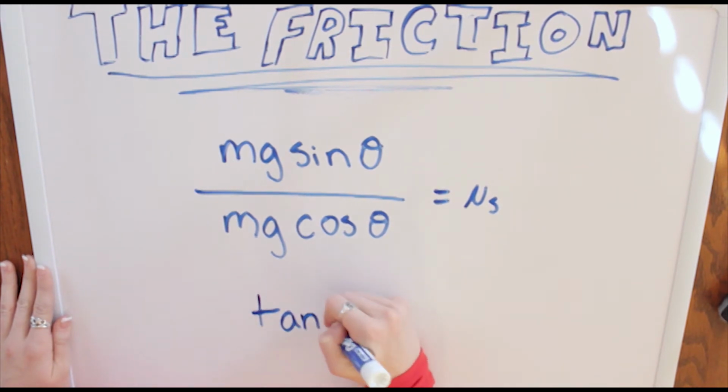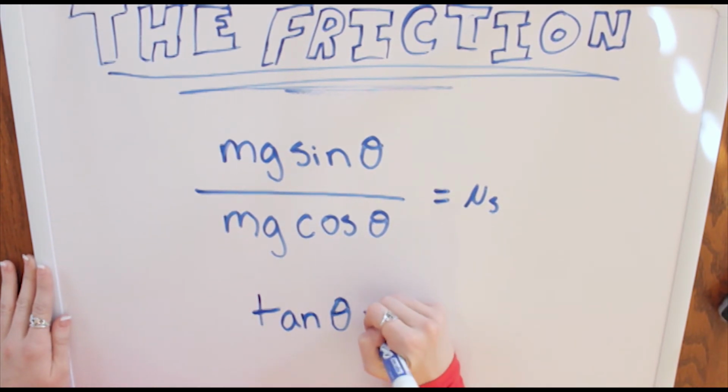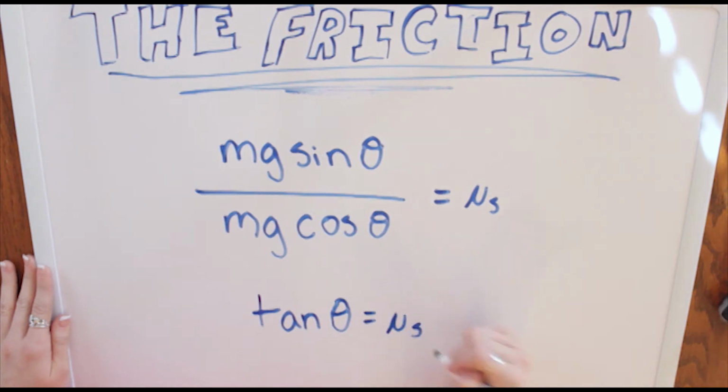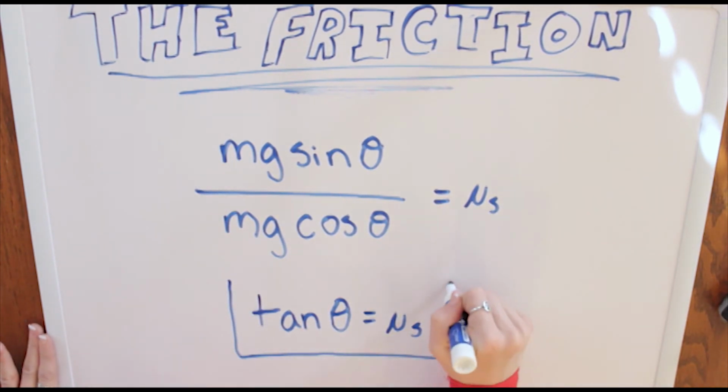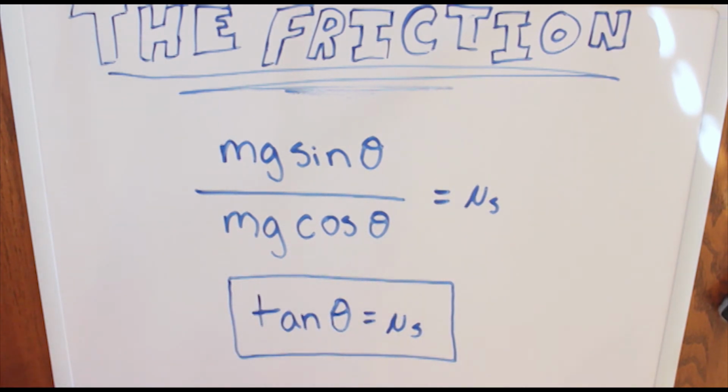Step 7. Simplify. The only thing left to do now is simplify. The masses cancel each other out, and the gravities cancel each other out, so all that is left is sine theta divided by cosine theta. This simplifies to tangent theta due to the laws of trigonometry.